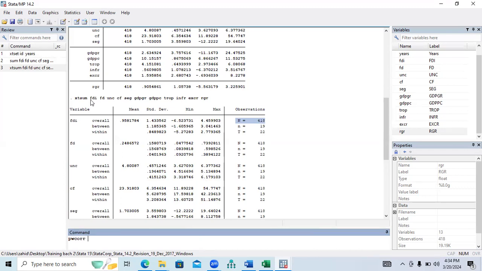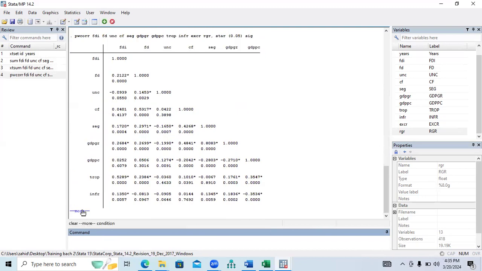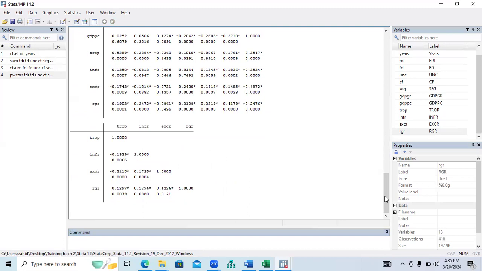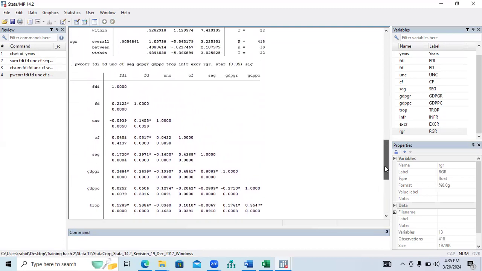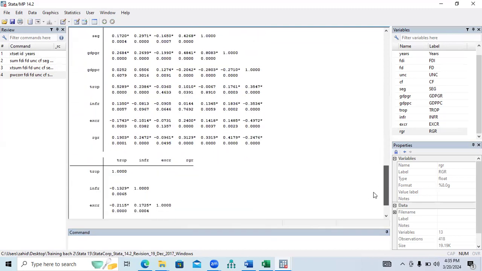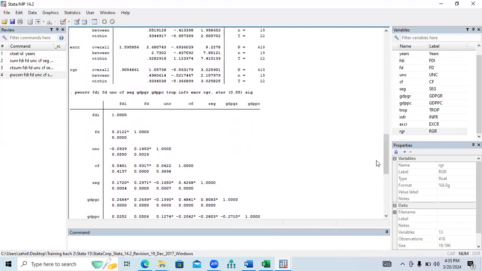PWCORR, then you need to put your set of variables here like this. Then you need to put here star, 0.05, then 6. And it will indicate the significance of the variables like this. So you can compute your correlation values here.